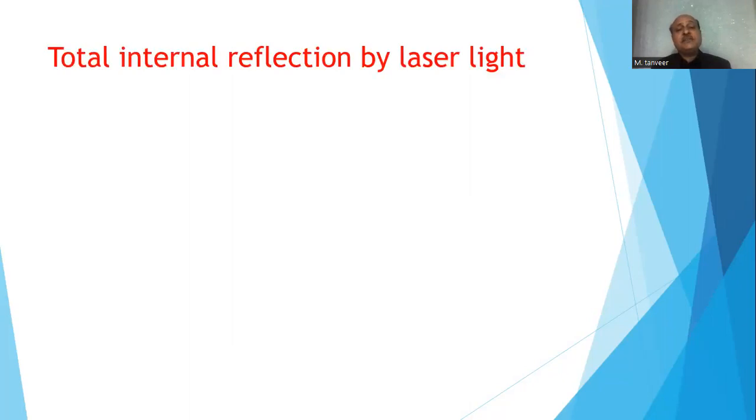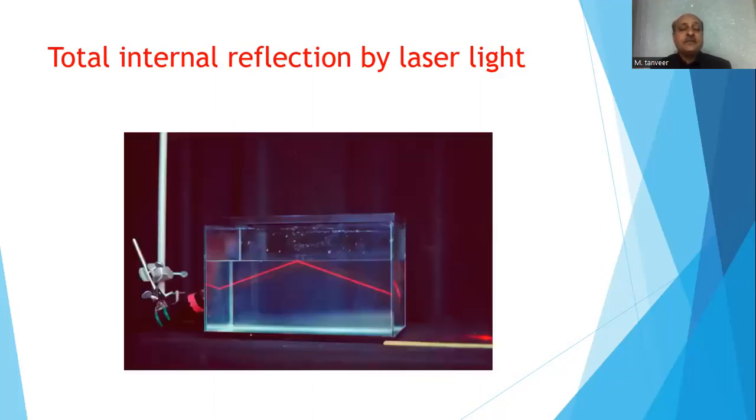Total internal reflection by laser light. Now I will show you total internal reflection when a laser light enters a medium and that light will bounce back in the same medium. It will not go to the next medium. This is the glass. A ray of light is entering and all rays of light bounce back in the same medium. This is called total internal reflection.